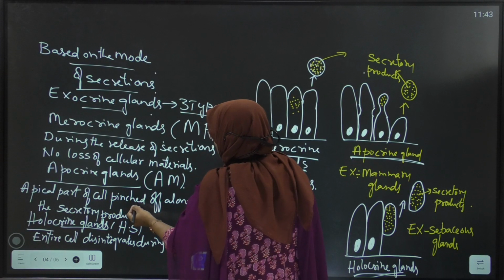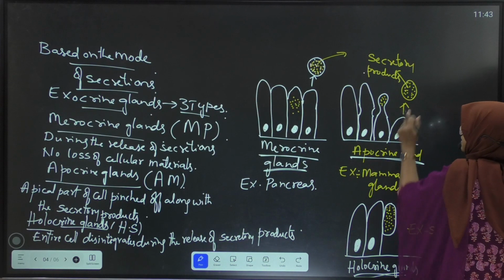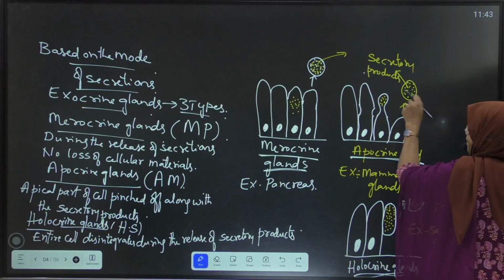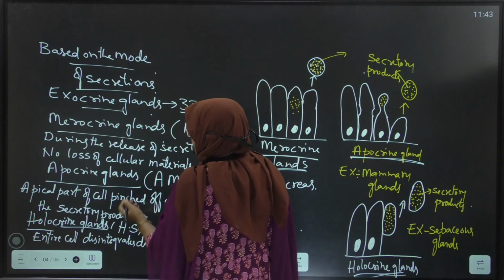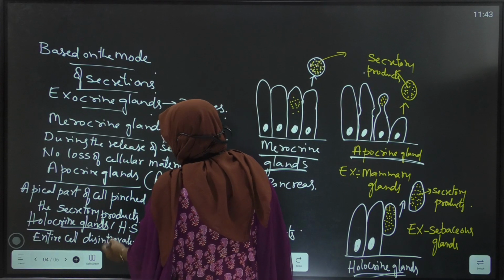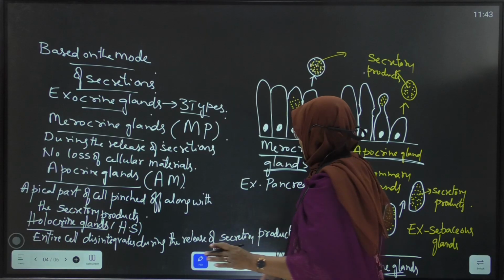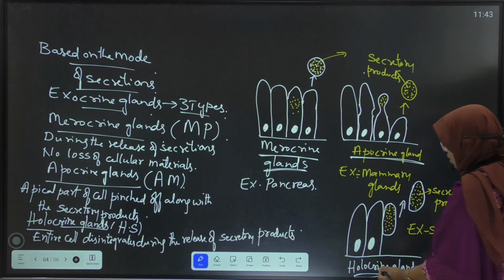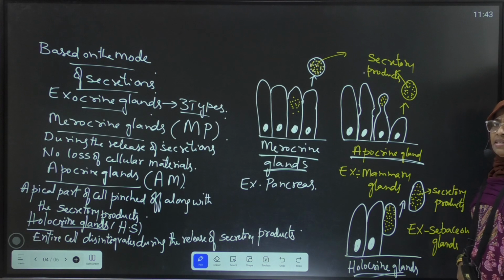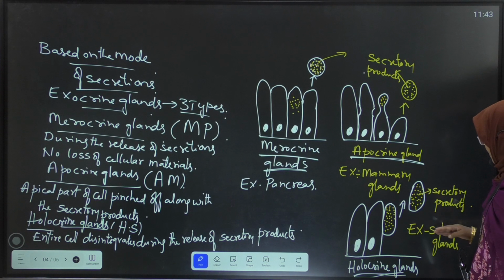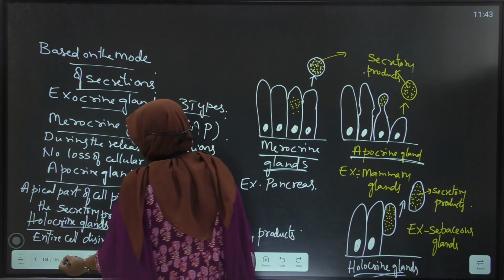Next, apocrine gland. Apical part of the cell is pinched off along with the secretory products. This is apocrine gland. Next, holocrine gland. Entire cell disintegrates during the release of secretory product. This is holocrine gland. Example is sebaceous glands.